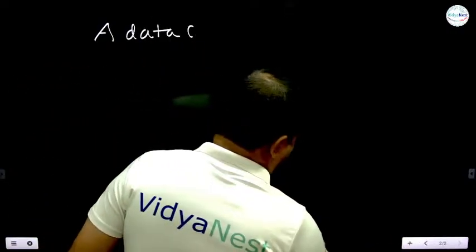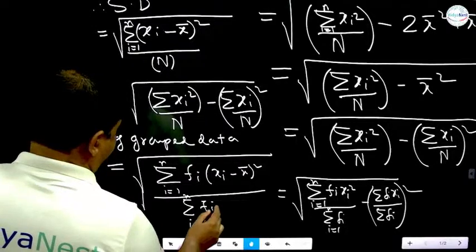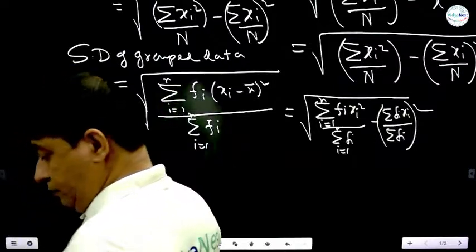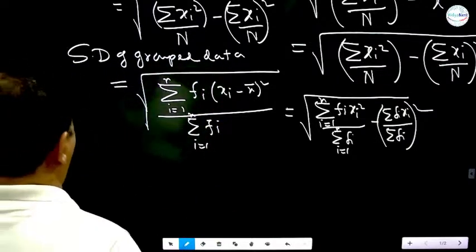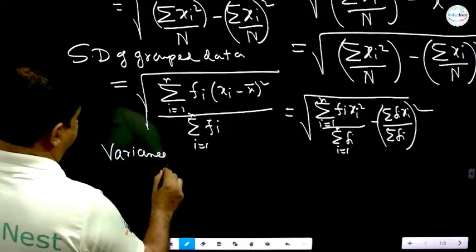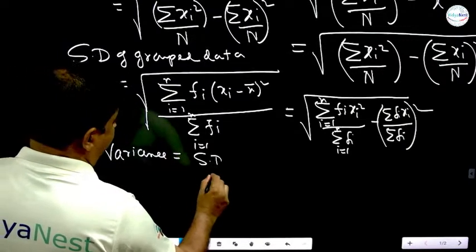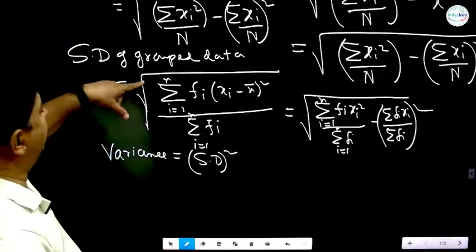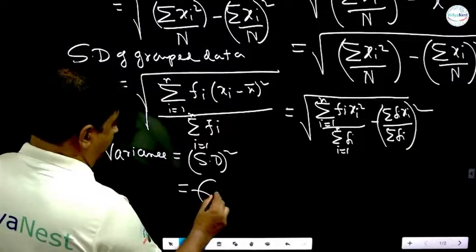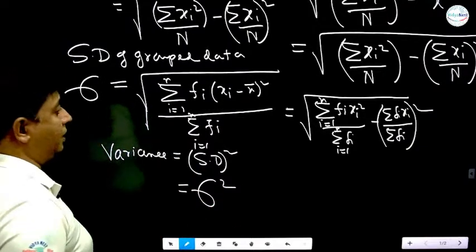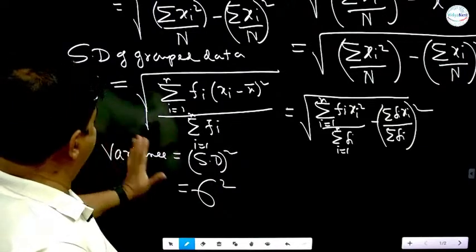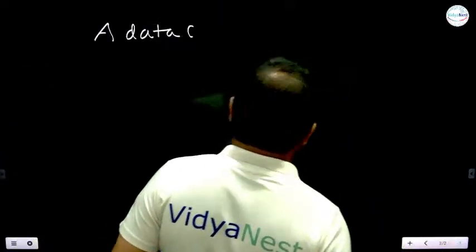One thing I forgot to mention: variance of x, variance, that is standard deviation square. It is nothing but removing the outermost root. Standard deviation is denoted by sigma, so variance is denoted by sigma square. This is the only thing to be noted.